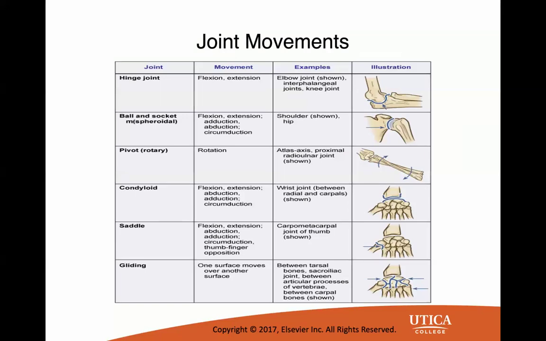And then you have some other components. So pivot, condyloid, saddle. A lot of these are in your hands and feet, gliding. So this is things that are moving back and forth on each other, right? So for the pivot, think about as you twist your arm back and forth, like you're opening a door handle or you're taking a lid off of a jar. So as the bone overlaps on itself, that creates that rotational component.